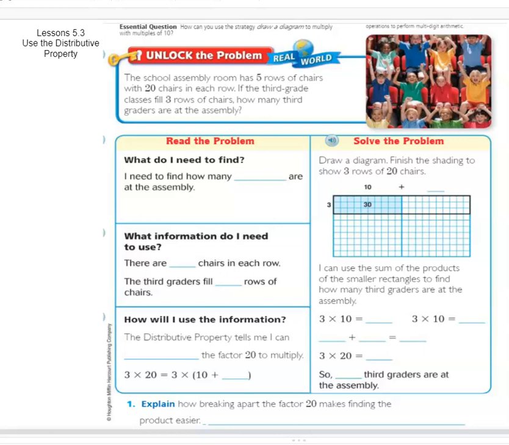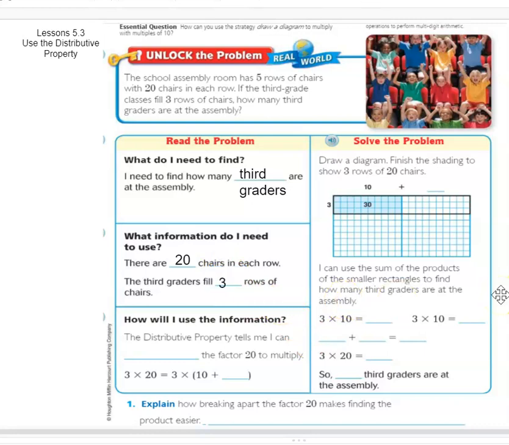There are 5 rows in the assembly, but we are only filling 3 rows. Third graders are only filling 3 rows. So I need to find how many third graders are at the assembly. Okay, we'll just keep that like that. What information are we going to use? Well, we know that there are 20 chairs in each row. So I'm picturing that, 20, 20, 20, and they're filling 3 of them.